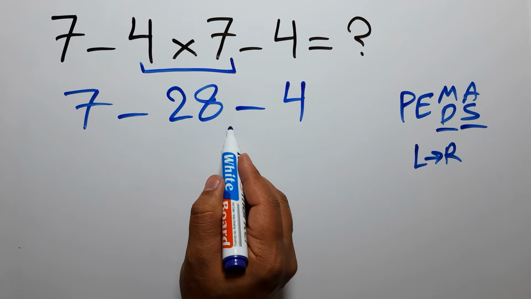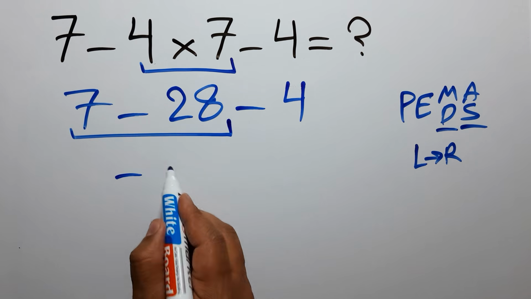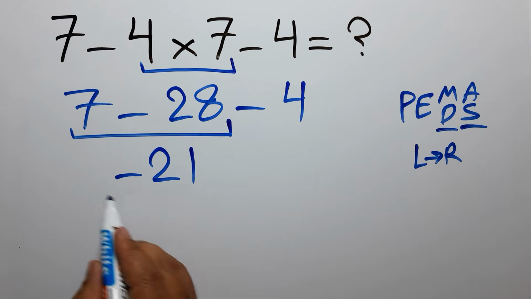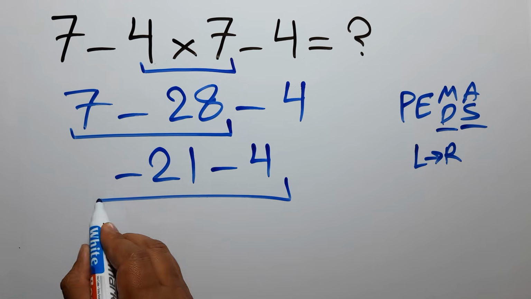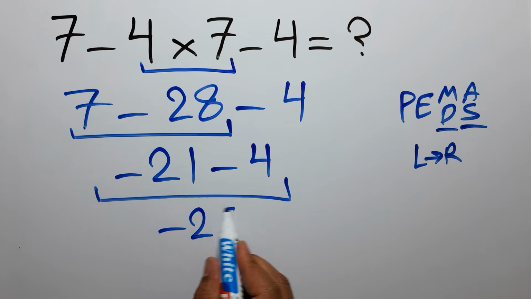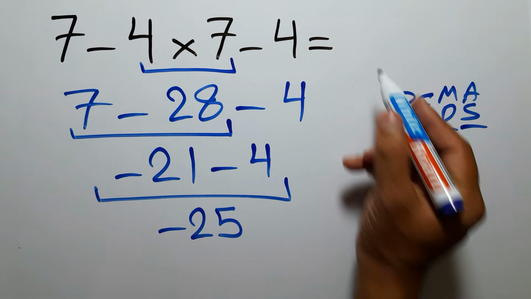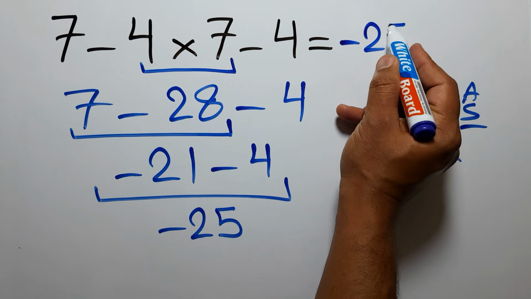7 minus 28 gives us negative 21. So we have negative 21 minus 4, which equals negative 25. And this is our final answer to this problem. The correct answer is negative 25.